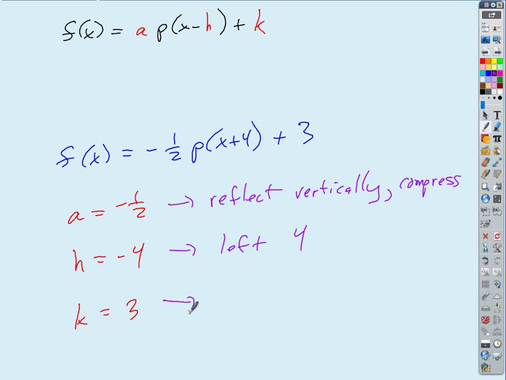h was the horizontal translation. k is the vertical translation, right? How much we're going up. So we're going up by 3. Well, what if k is negative? To go up by a negative means you're going down, right? So k is 3, up 3.